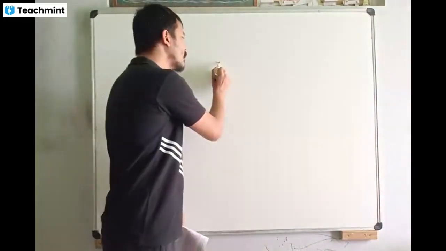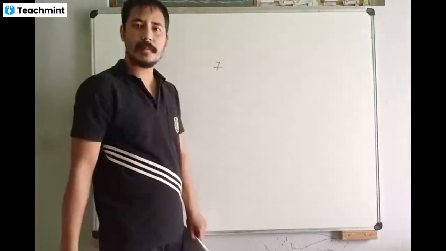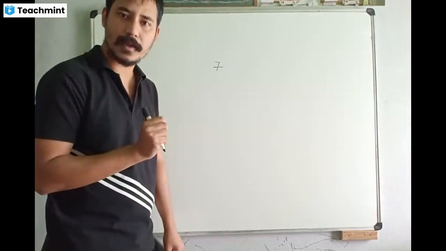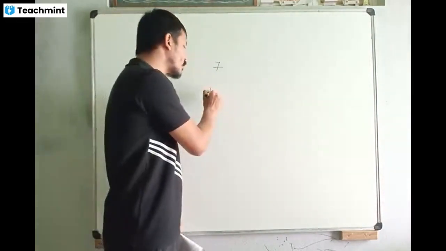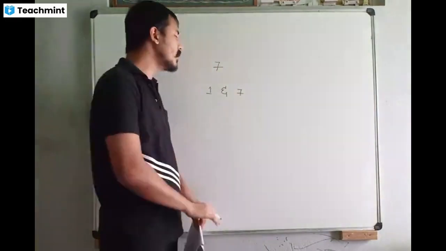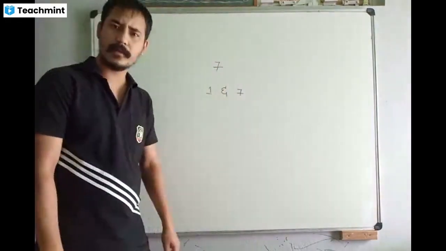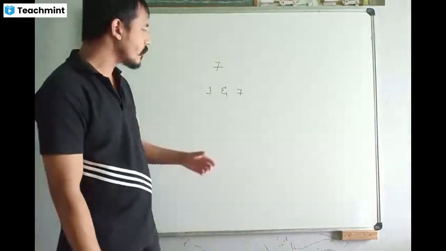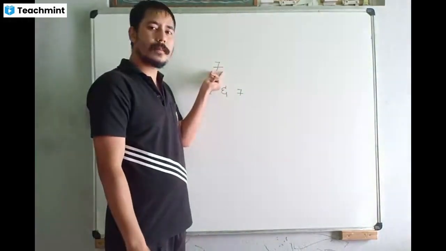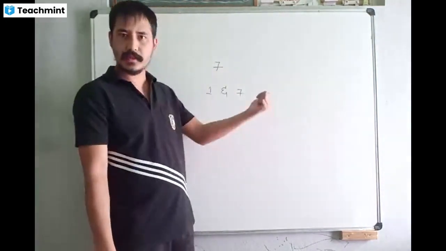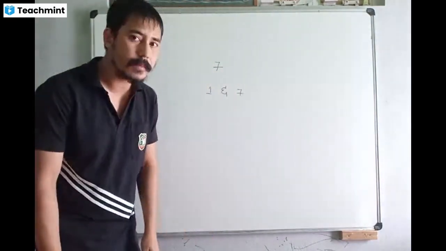I'll give you an example. 7 is a prime number. Why is it a prime number? Because 7 has exactly 2 divisors: 1 and itself, that is 7. Only these 2 numbers can divide 7. Apart from that, no other number exists. So if any number has exactly 2 divisors, 1 and itself, then it's a prime number.